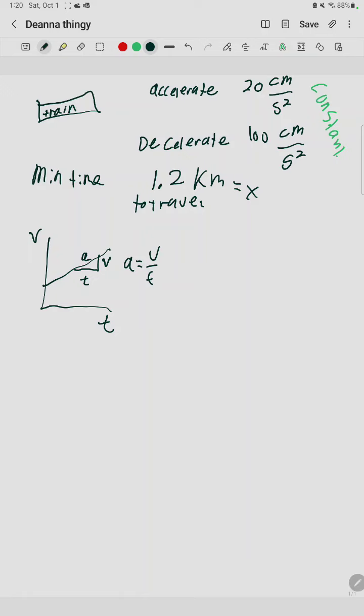So what we're going to do is draw the 20 centimeters per second squared and the 100 centimeters per second squared on the graph, right? Remember that because it's deceleration, that one's going to be negative and the acceleration is going to be positive, given that our x direction is the direction of travel. If you're accelerating in the direction of travel, you're going to have positive. If you're decelerating, or slowing down against the direction of travel, then it's going to be negative.